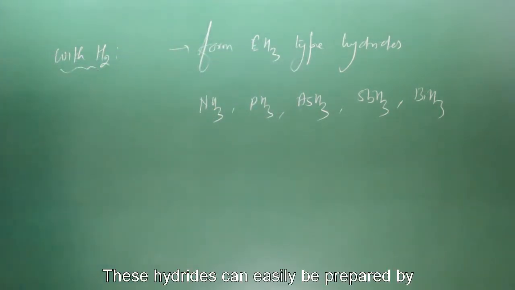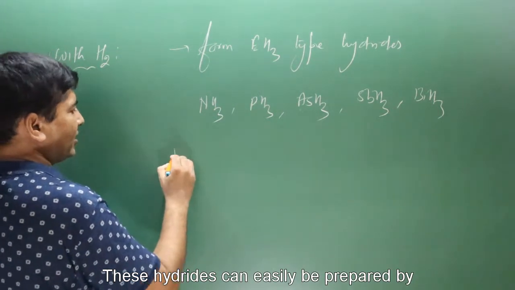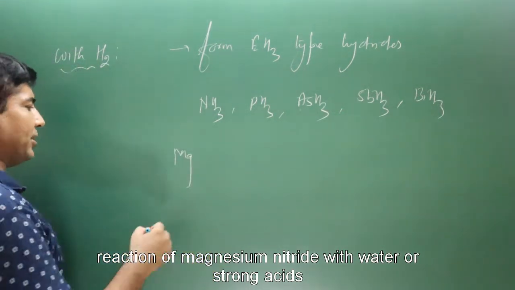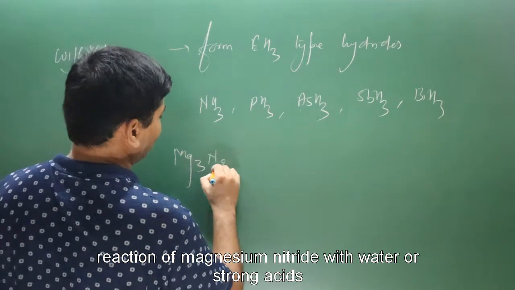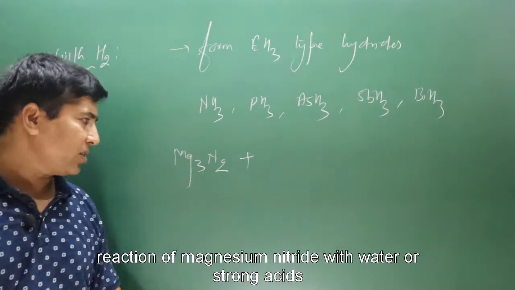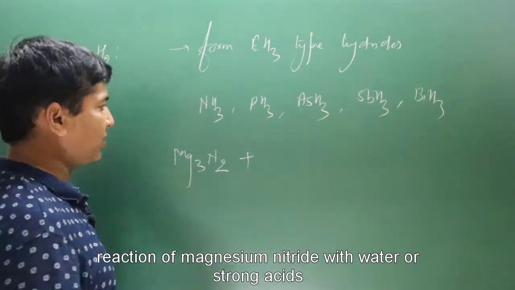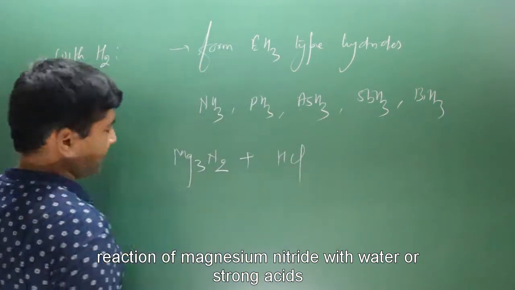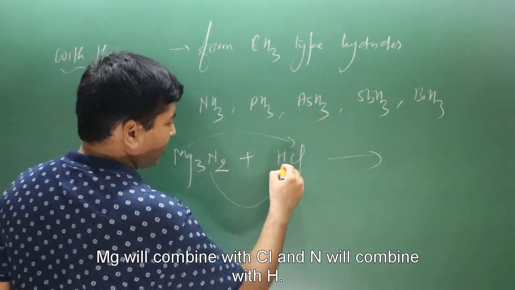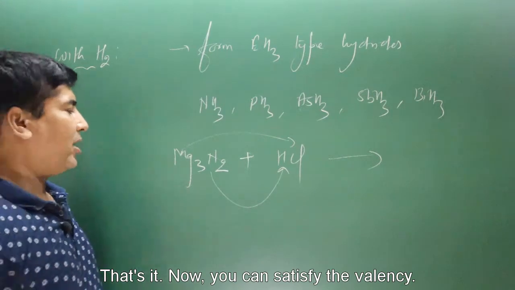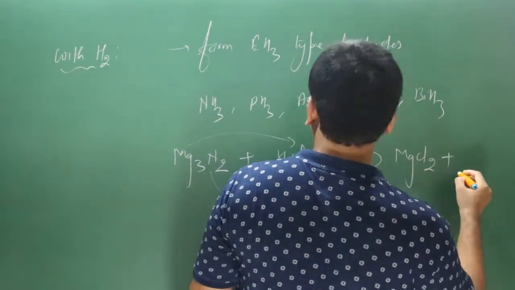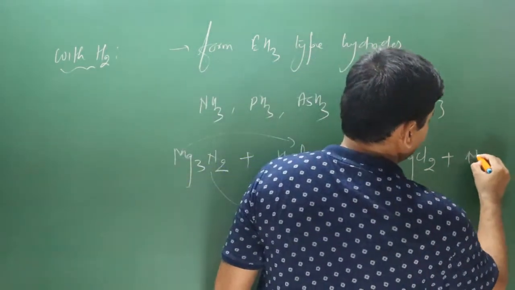These hydrides can easily be prepared by reaction of metal nitride compounds, let's say Mg3N2. Whether you add water, a double decomposition reaction will take place, or you can take strong acids such as HCl. Magnesium will combine with Cl and nitrogen will combine with hydrogen. Now we can satisfy the valency. MgCl2 is there, and nitrogen combines with hydrogen to form what?